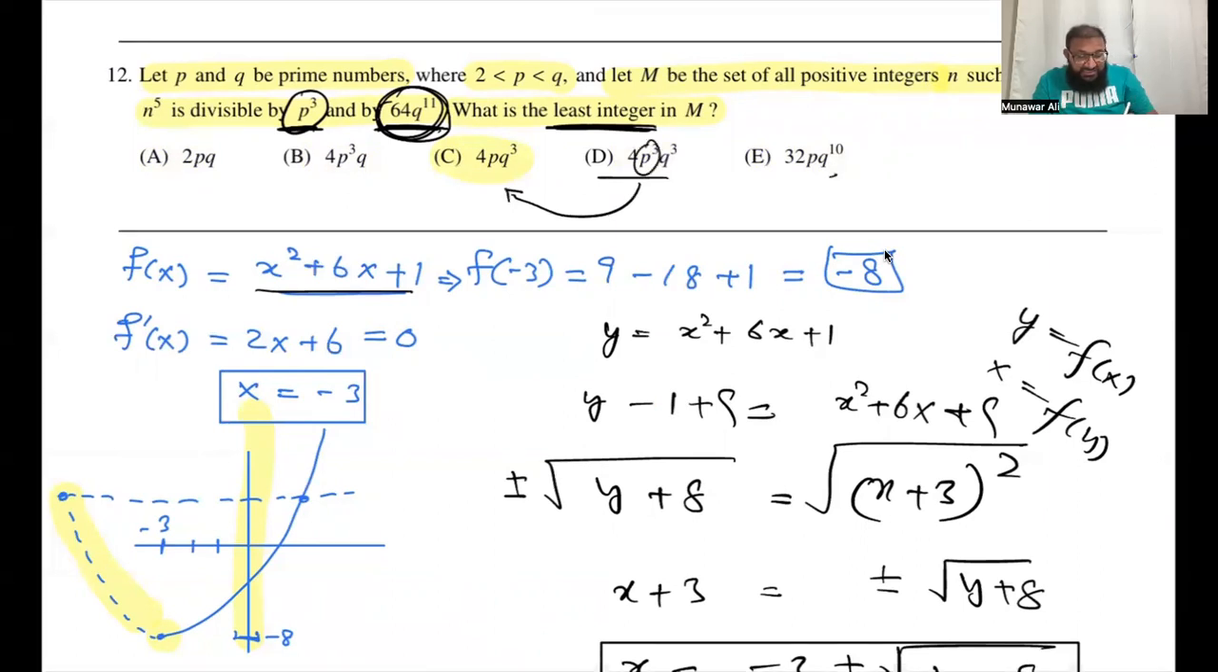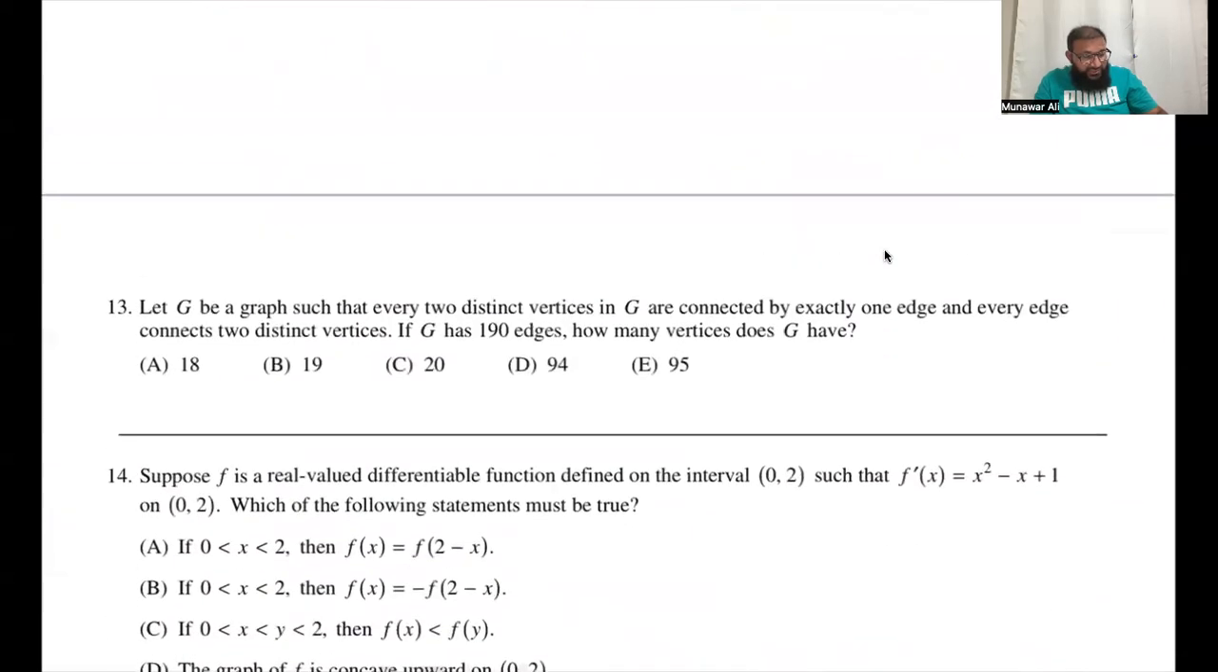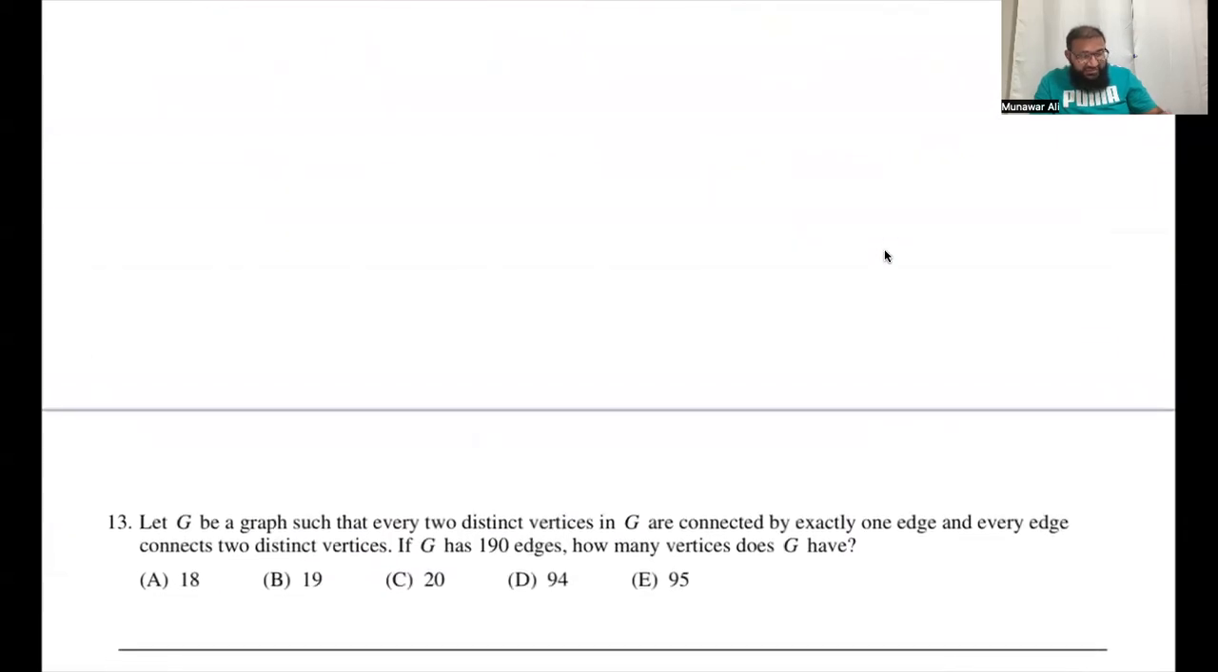And E is also bigger than C because it involves Q to the 10. So obviously the correct option for this one is C. Let us move ahead. So I have enough space now. Maybe I can do question number 13 over here.